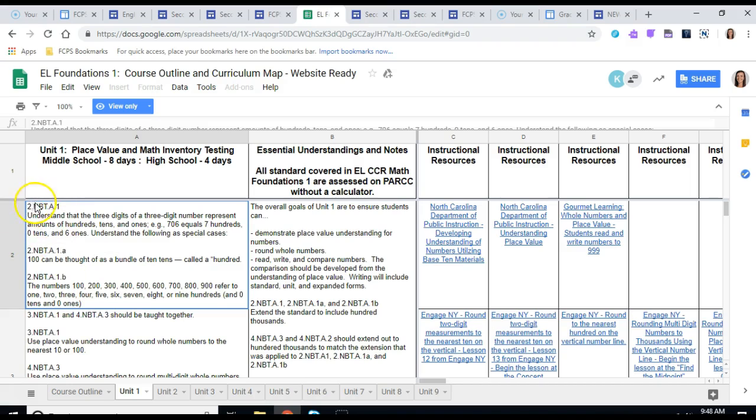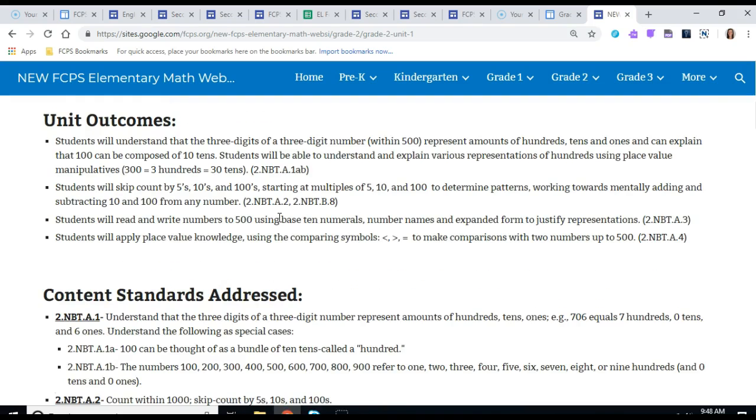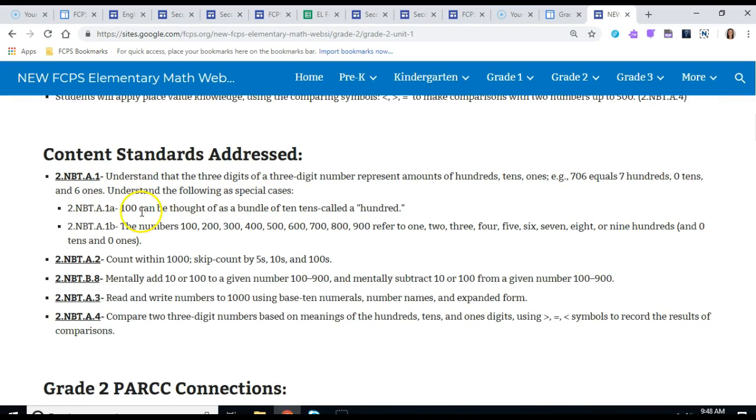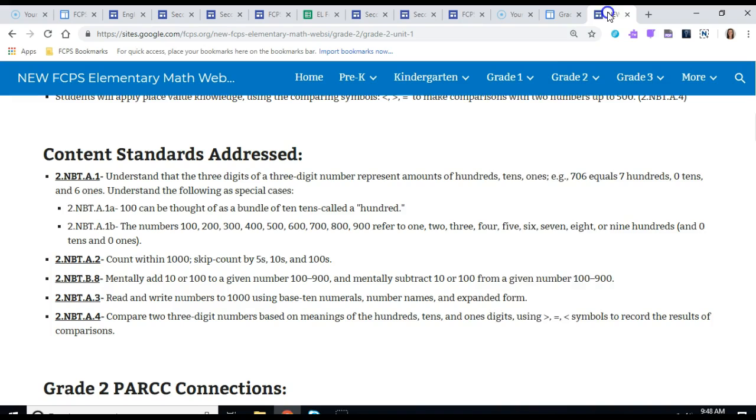Now back to this standard, you might need to dig a little bit to find exactly where these are in the units. Just because this is Unit 1 here and Unit 1 in second grade, that doesn't always line up that way, so you may need to dig to find the standard you're looking for. But once you're there, Grade 2, Unit 1, you can scroll down. This is where you find the standards addressed. So I know that 2 NBT A1, understanding those 3-digit numbers and representing amounts of hundreds, tens, and ones, can be found in the second grade, Unit 1, just like it's in the first lesson of your Math Foundations course.